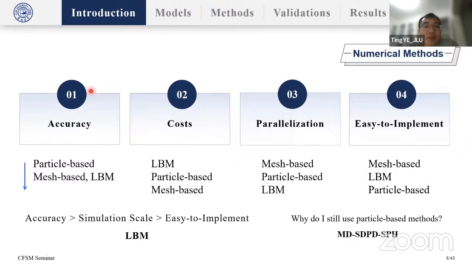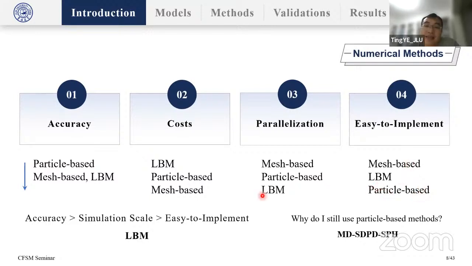From the viewpoint of accuracy, the particle-based method is generally less accurate than the mass-based method. And it's difficult to say which one is more accurate between the mass-based method and LBM. From the viewpoint of computational cost, the mass-based method is the best, but LBM may be the worst. For parallelization, we know LBM is very easy to parallelize, so it should be the best. From the viewpoint of implementation, I think the particle-based method may be easy.